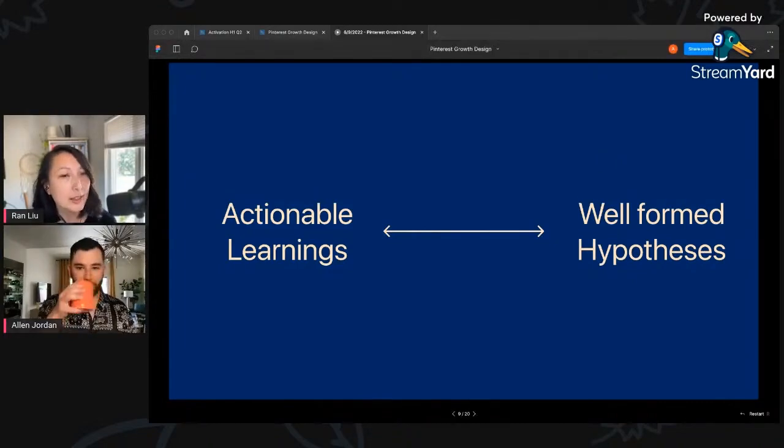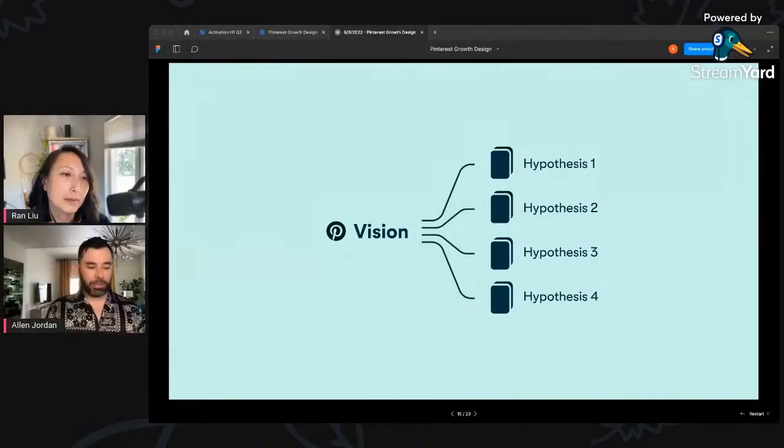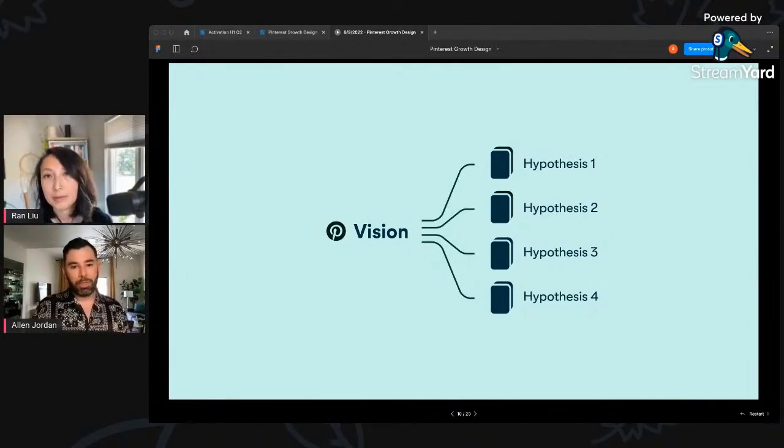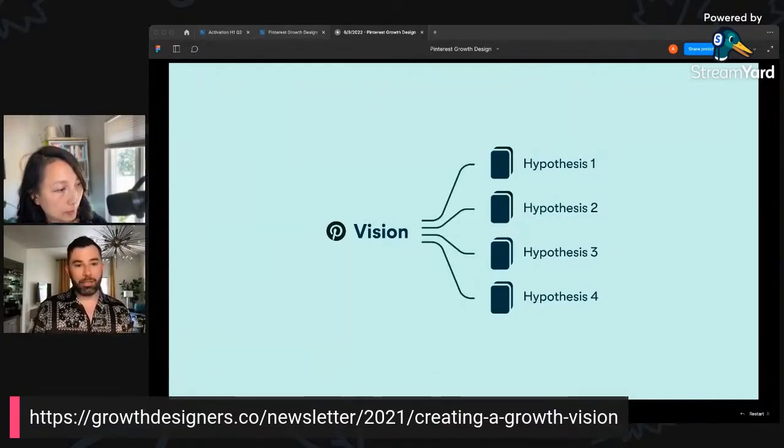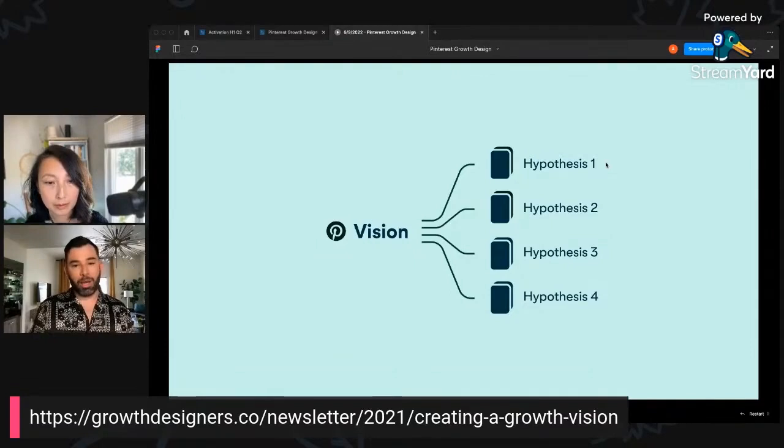Love it. That is a really good summary of the design team's role in growth. One thing that we've talked about externally a lot, and I helped write an article around with Molly, who's part of the growthdesigners.co community, is how to set a growth vision. And that's really at the core of what growth designers do at Pinterest. We help set a future vision either 6 months out, 1 to 2 years out, and then we break that out into hypotheses and we start experimenting and testing and validating or invalidating those hypotheses.